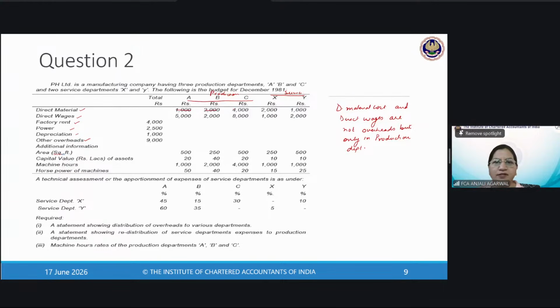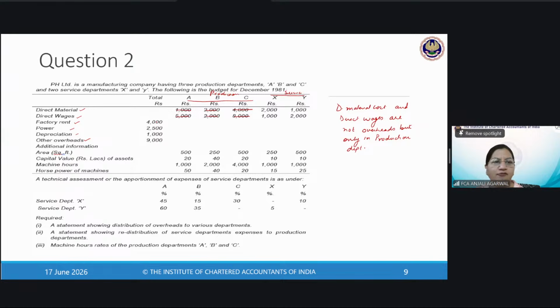What I'm trying to say is this is not an overhead, this is not an overhead, and so on. So these six items are not overheads. Direct material and direct wages for production department are not overheads, but for service department, they are. Other expenses are not allocated. We will have to apportion them.